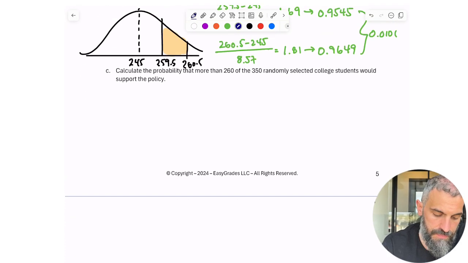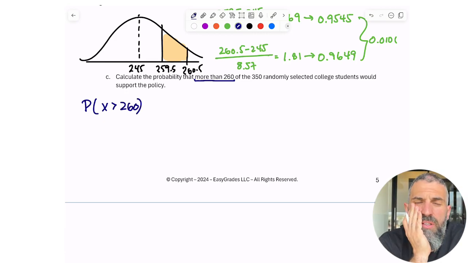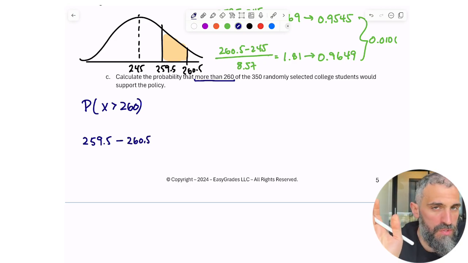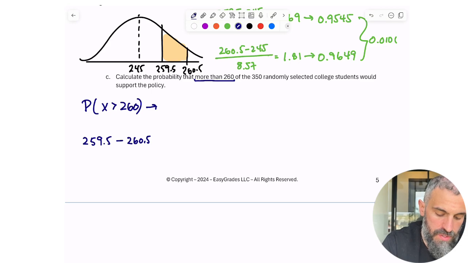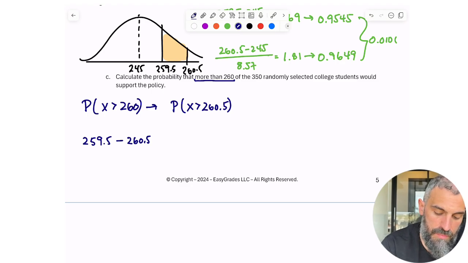One more. Calculate the probability of more than 260. Is the 260 included in that? It's not, right? Which means I want no part of it to be included. 260 is, again, everything from 259.5 to 260.5. So I want no part of 260 to be included. After we do the continuity correction, we want everything that is above 260.5. If I don't want the 260 included, I don't want any part of it included. So I'm going to go everything above 260.5, and that's it.